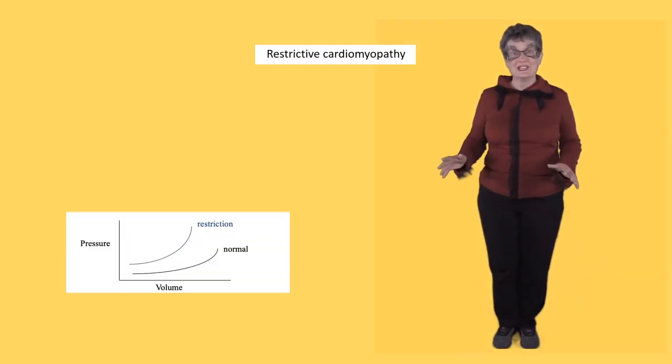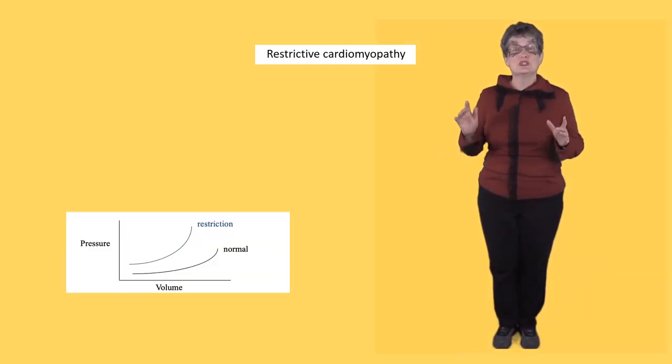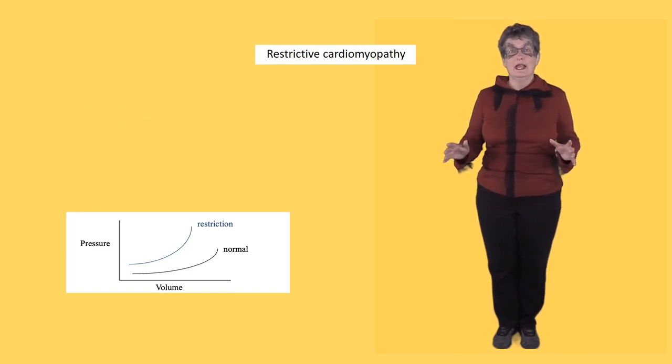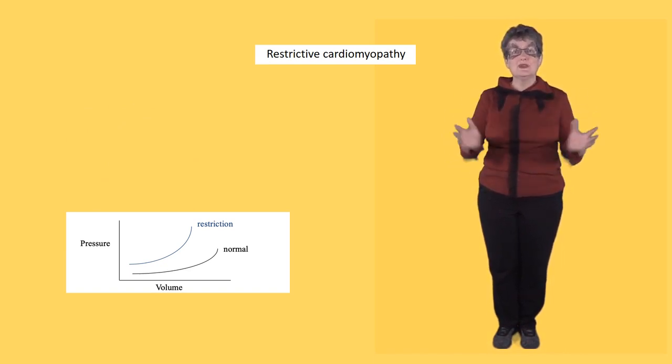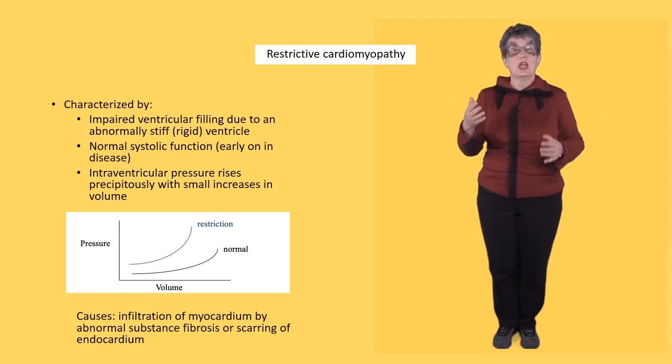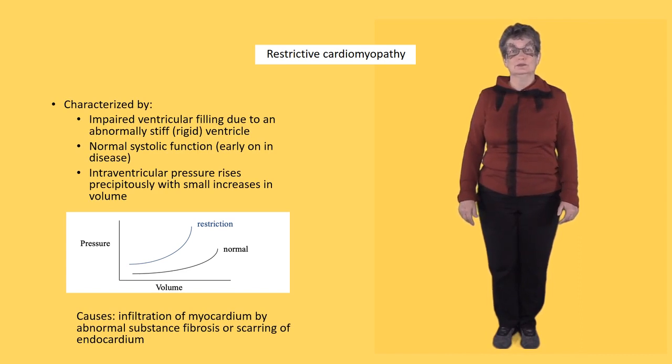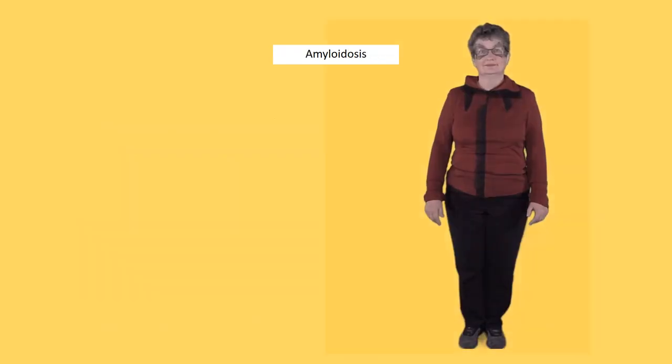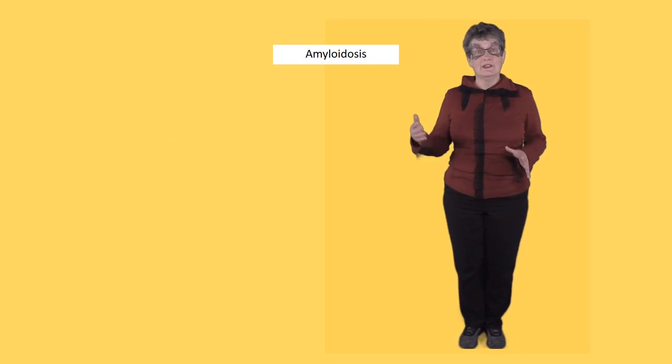The third category of cardiomyopathy is restrictive cardiomyopathy. The wall becomes really stiff so it can't go in or out. Quite often that's due to something infiltrating the wall. A common thing that can infiltrate the wall of the heart is amyloid.